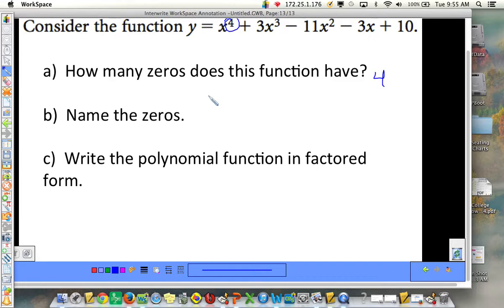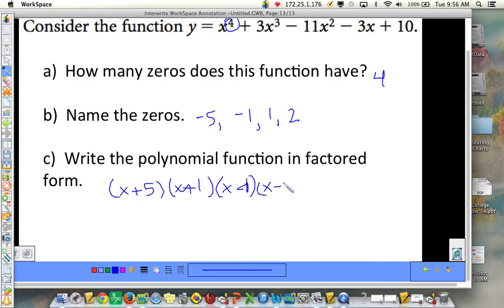But just know, when you type it in and look for those zeros, there were 4 real zeros. So when you're looking for those x-intercepts, they should be negative 5, negative 1, 1, and 2. If it asks you to write the polynomial in factored form, you would write x plus 5, x plus 1, x minus 1, and x minus 2. Those are your solutions.